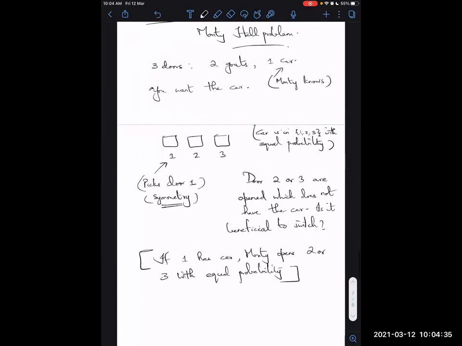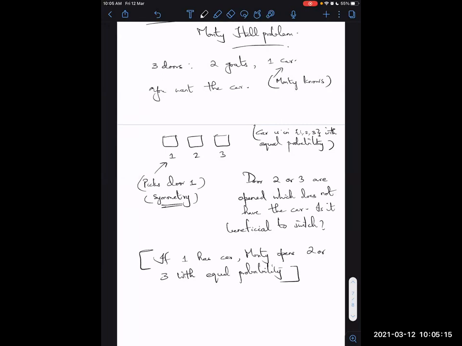And one intuitive reason why you should switch can be stated as follows. I'll just take one more minute and I'm not going to write anything down. Assume that you were given a million doors. You pick one of those doors thinking that you have a car behind it. When Monty opens another door from the rest, let's say there are 1,000 doors, he opens one door from those remaining 999 doors.